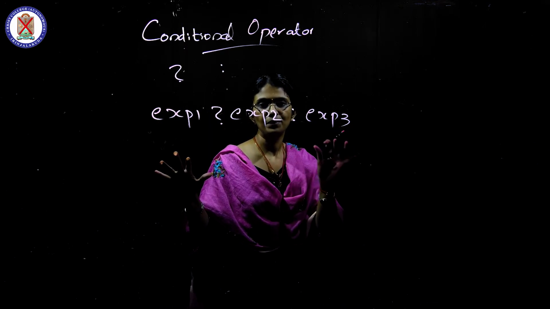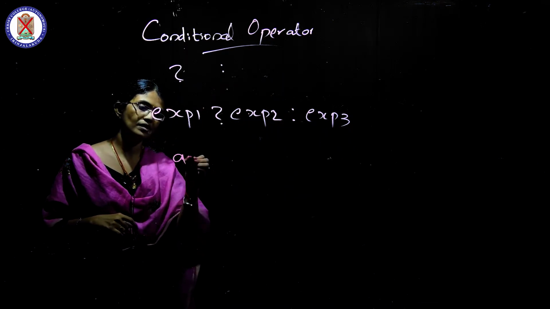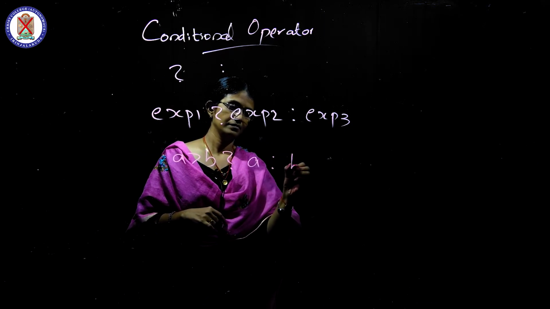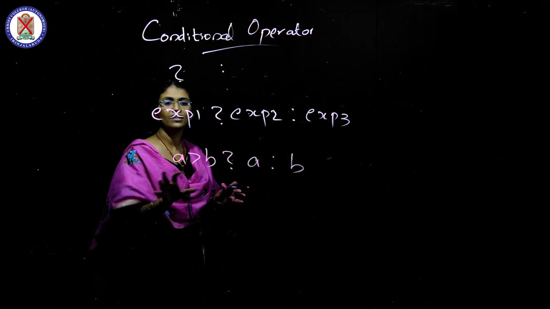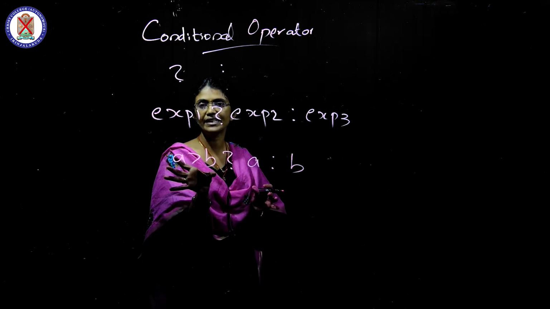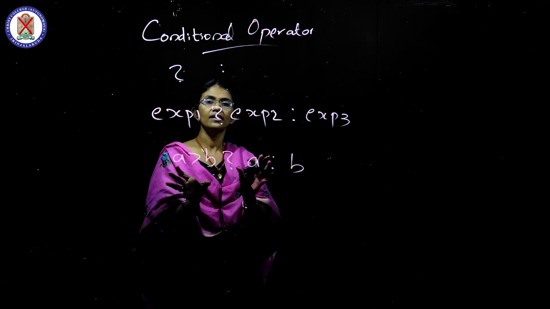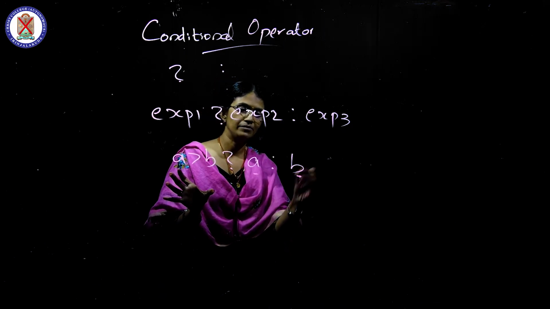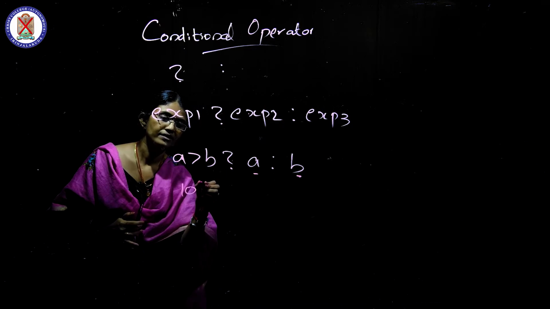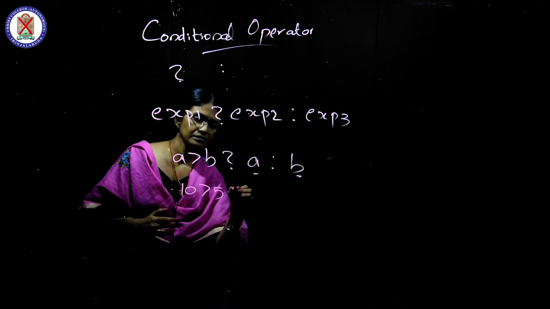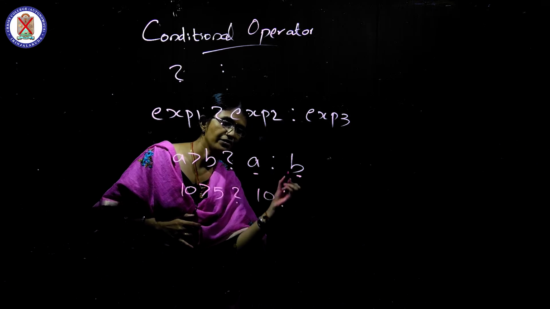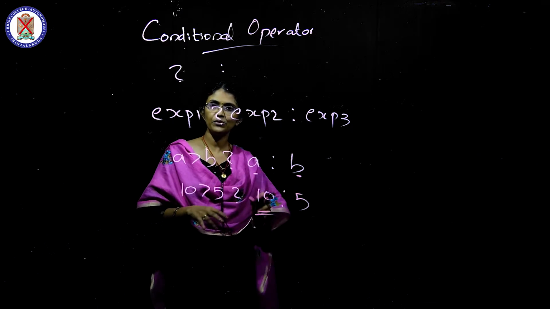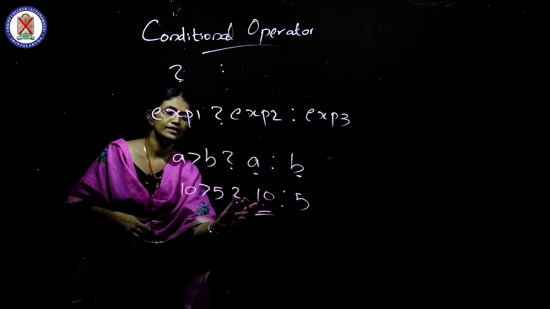value of this operator. For example, this is an expression. If the value of this condition is true, then the value of this expression will become this one. Otherwise, it becomes this one. For example, 10 greater than 5, then write 10, otherwise write 5. In this case, the value becomes 10. Expression 2 becomes the result; this is the value of this operator.